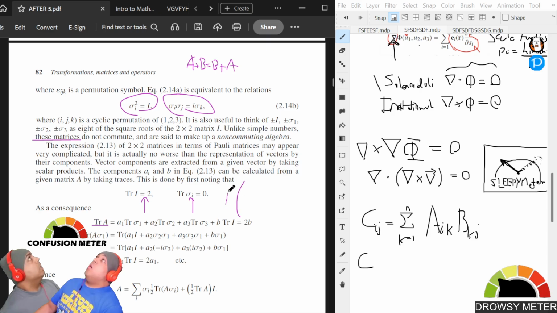So let me say A is 2, 4, 5, 3. Trace of A equals A1 trace of this, A2 trace of this, A3 and so on, B trace 1.